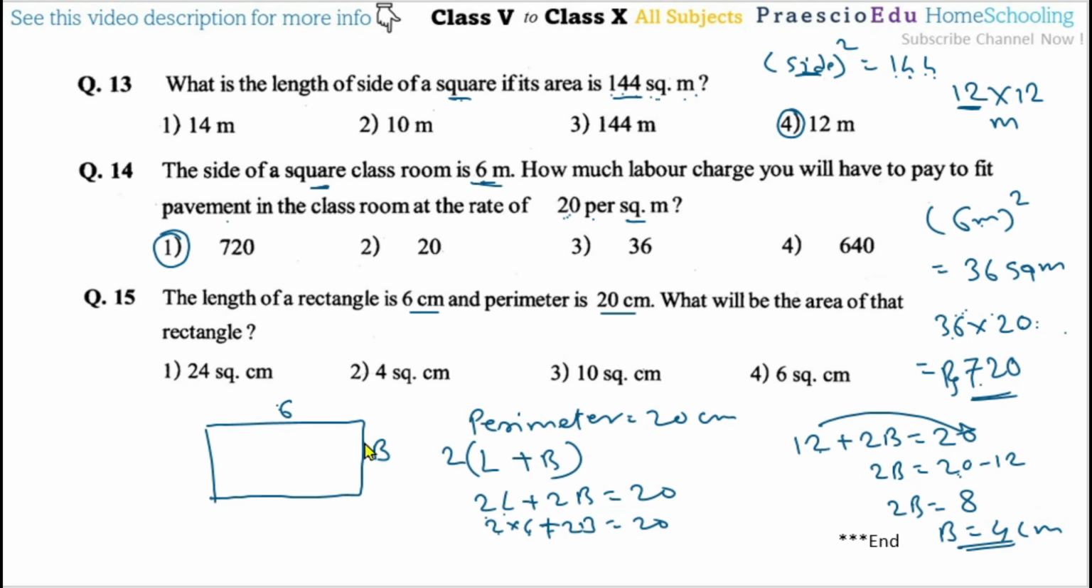Now we have to calculate the area. The breadth is 4 centimeter. As we know, the area of a rectangle is length multiplied by breadth, so 6 multiplied by 4 is the area in square centimeter. So 6 fours are 24 square centimeter, and this is given in option number 1.